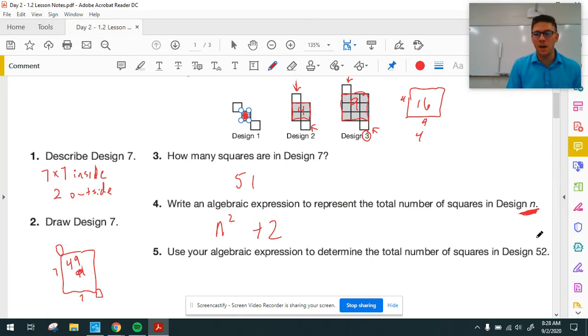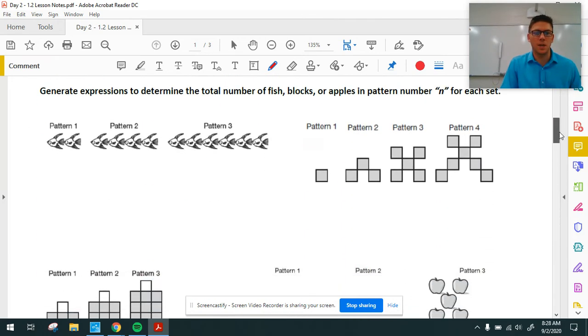And the final part, number 5, find how many are in design 52. That would be terrible to count out, so good thing we have our expression. Plug in 52 for n, square it, and add 2. All right, so that's a thought process we can use. So let's look at the rest of these.